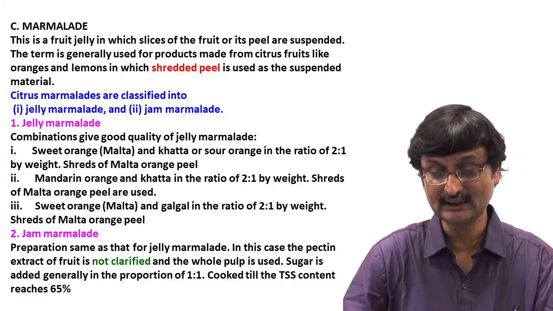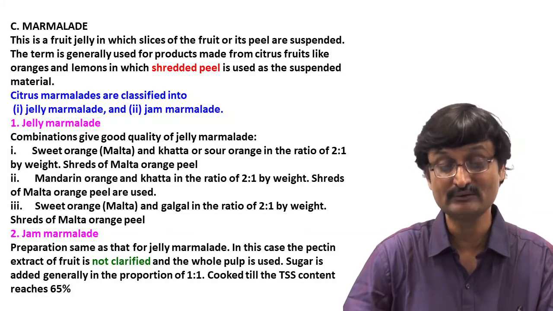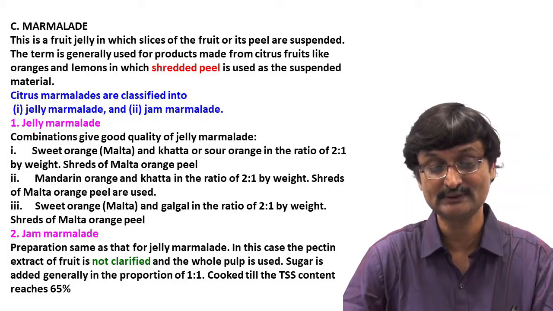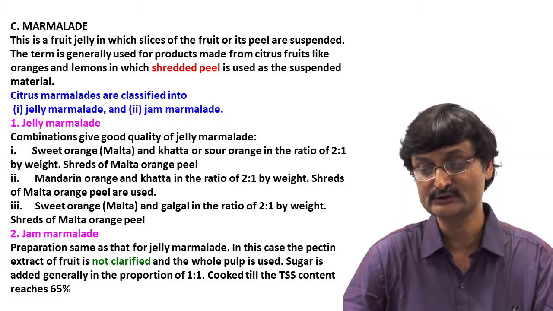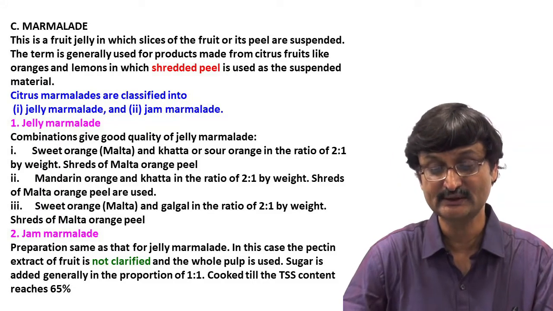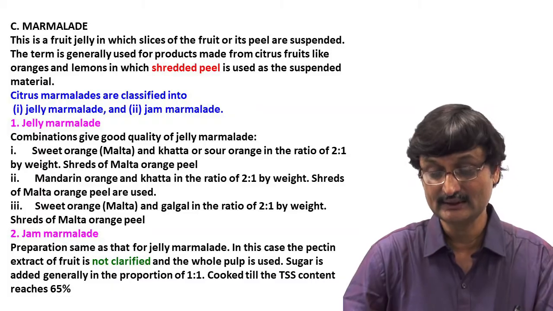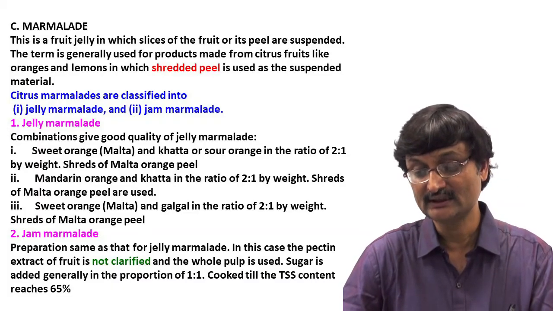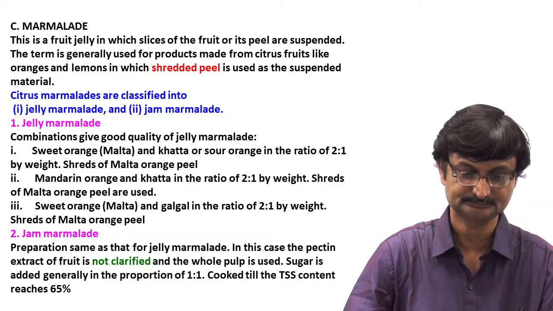Sweet orange, malta and khatta or sour orange in the ratio of 2:1 by weight; shade of malta orange peel is used. Mandarin orange and khatta in the ratio of 2:1 by weight; shade of malta orange peel is used. Sweet orange, malta and gulgal in the ratio of 2:1 by weight; shade of malta orange peel is used.